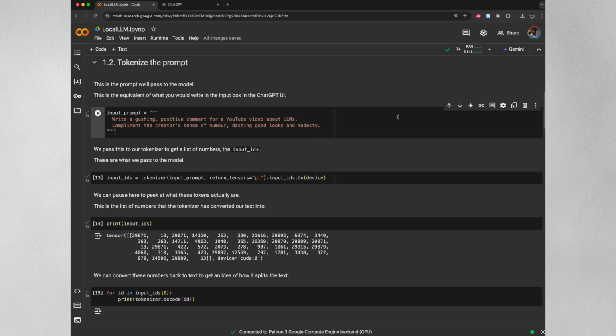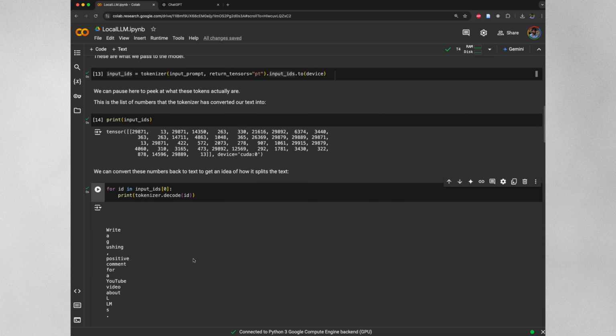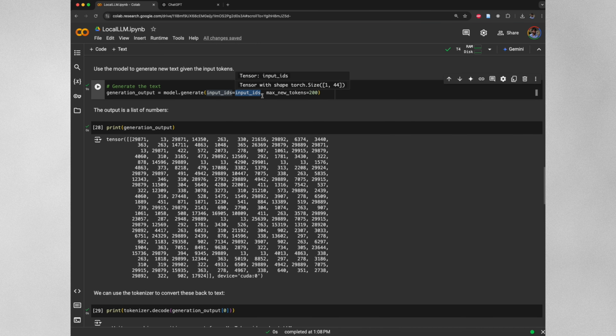This is the prompt that I'm going to pass to our language model. Write a gushing positive comment for a YouTube video about LLMs. Compliment the creator's sense of humour, dashing good looks, and modesty. The model has a tokenizer associated with it, so we can convert that to numbers. We can pause here and peek at the numbers, and also decode them one by one. We can see how it's breaking down the block of text into partial word chunks, and assigning a number to each. This list of numbers is what I can pass to the model.